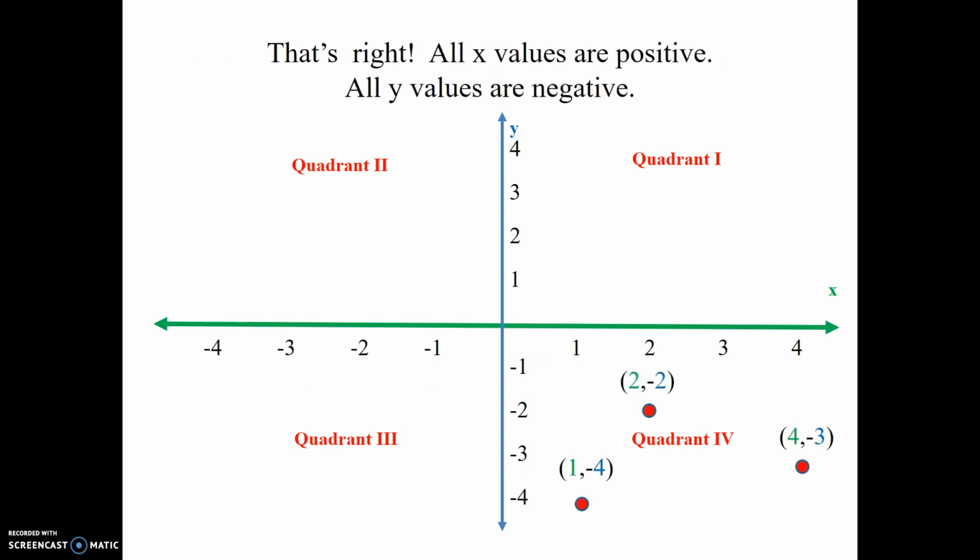So here we have quadrant 4 points, ordered pairs. Were you right? What did you notice? Did you notice that all of the X values were going to be positive and all of the Y values were going to be negative? If so, great job. Jot that down in your summary section of your WSQ.